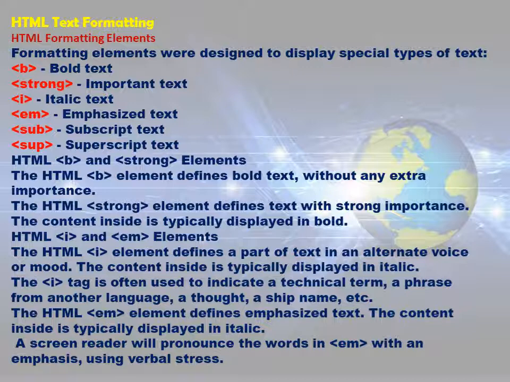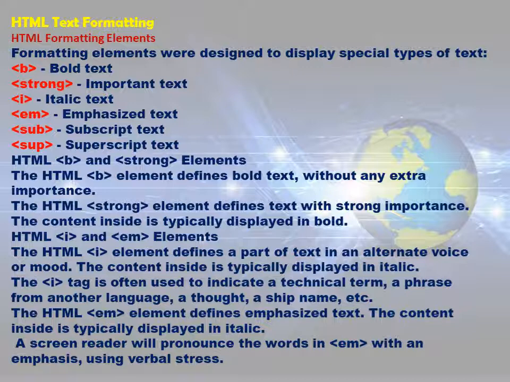Then the EM tag, that is the emphasize tag. The element defines emphasized text. The content inside is typically displayed in italic. So when we use the I tag, it will display italic. With emphasis, again it will display italic. But a screen reader will pronounce the word in EM with an emphasis using verbal stress.